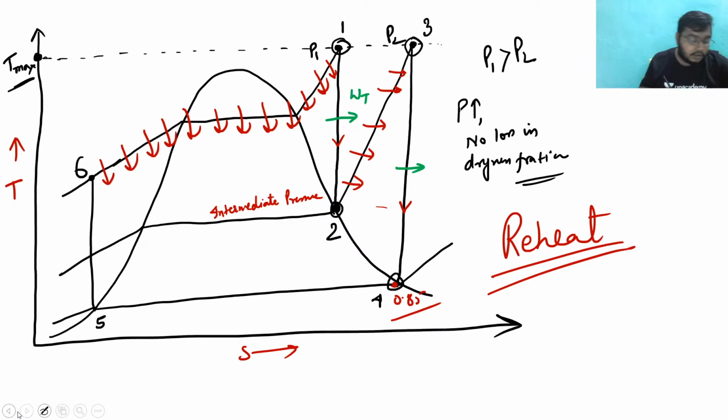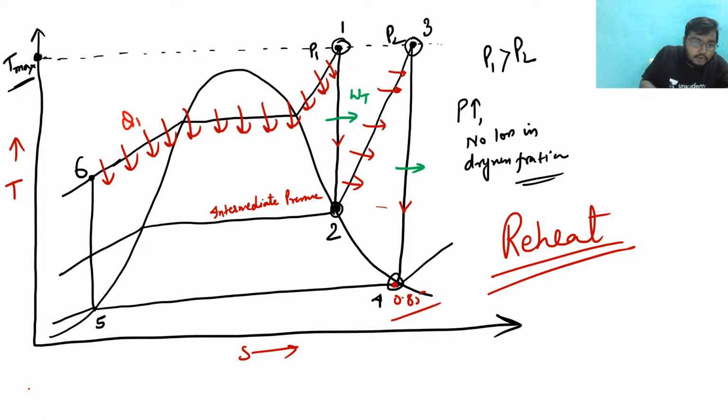Now this reheat concept समझ में आया? ये रीहीट कॉन्सेप्ट थोड़ा सा अलग है, अभी तक आपने जितना भी पढ़ा है, रीहीट कॉन्सेप्ट थोड़ा सा अलग है. ये चीज समझ में आया या नहीं आया, या प्रॉब्लम है?